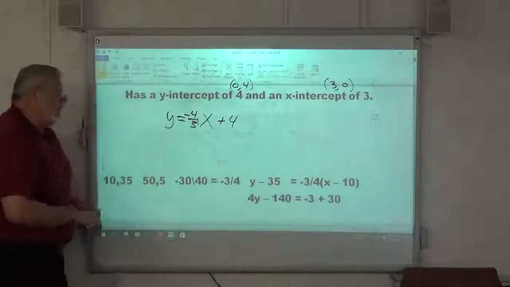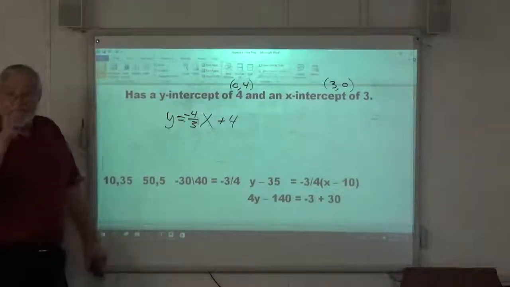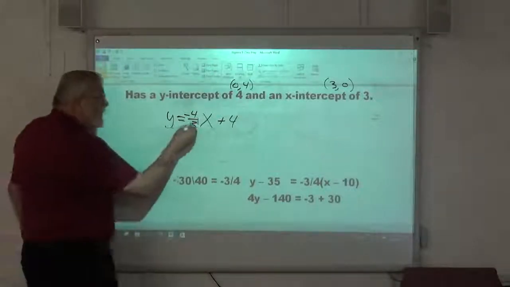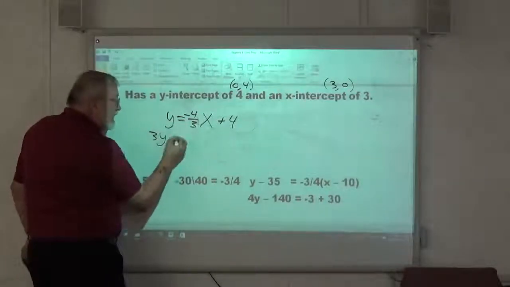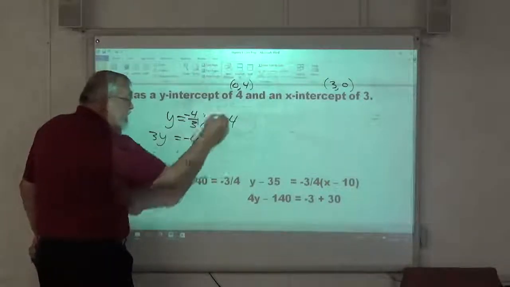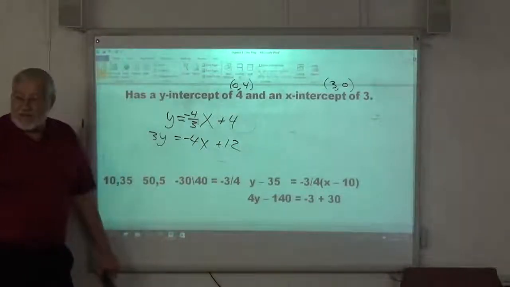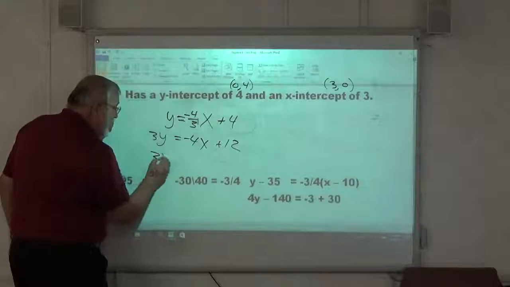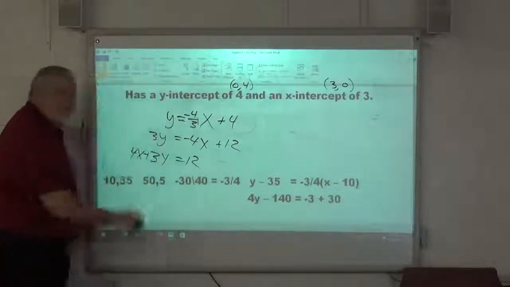All right, now what do I do? Now you have to move the y. I got to get rid of the fraction. How do you do that? Multiply by 3. When I multiply this side by 3, I get 3y. When I multiply this side by 3, you get minus 4x. Multiply that by 3, you get 12. Now, how do I get the standard form? Because this is negative, move it over here, and I get 3y plus 4x equals 12. That's my equation.